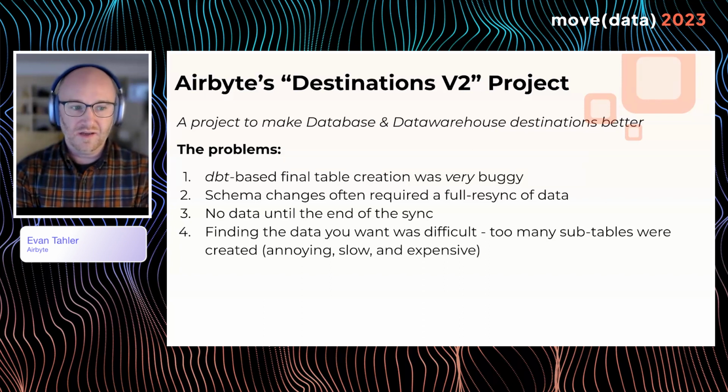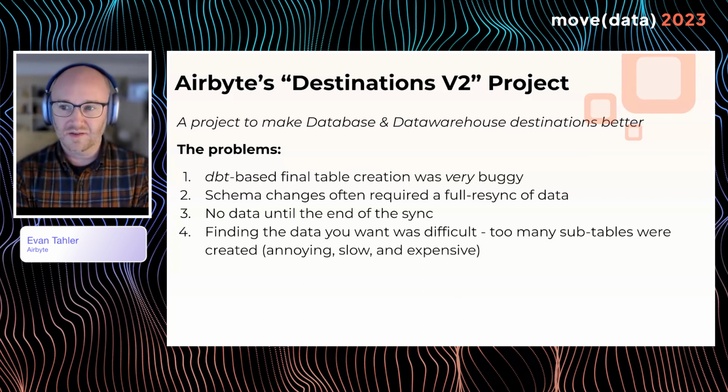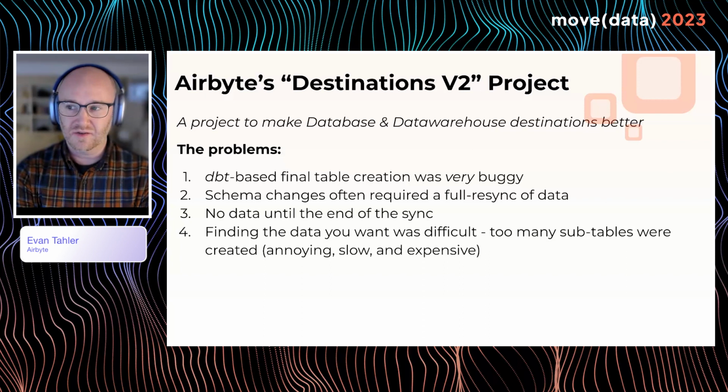So if a column that used to be a number became a string or vice versa, we often couldn't handle it. Number three, you didn't get any data until the end of the sync. So especially for big first-time syncs, if that was going to take a long time, there was no way to look at the data until the way end of your sync to see what it was going to look like, what columns you were going to end up with. That was a long thing to wait for if you wanted to make adjustments.